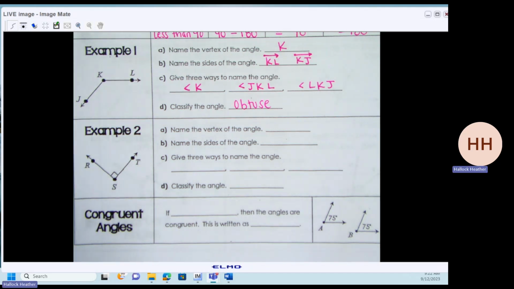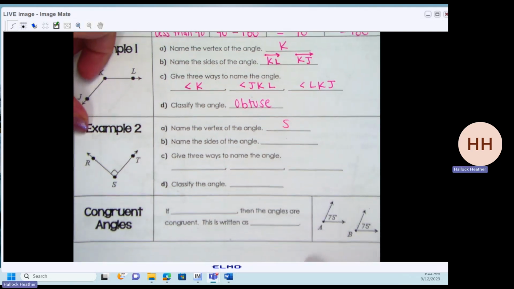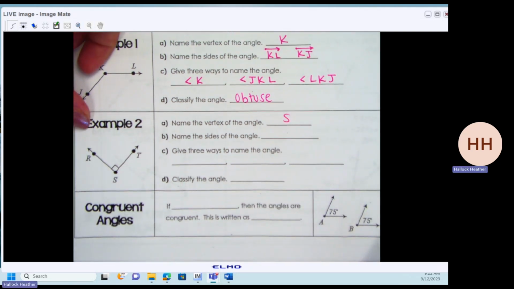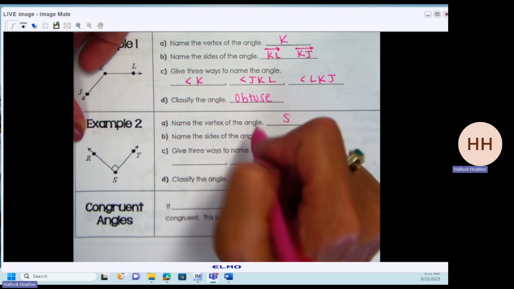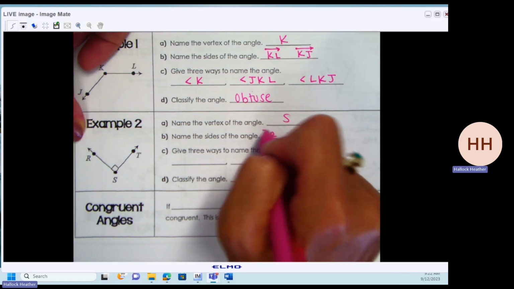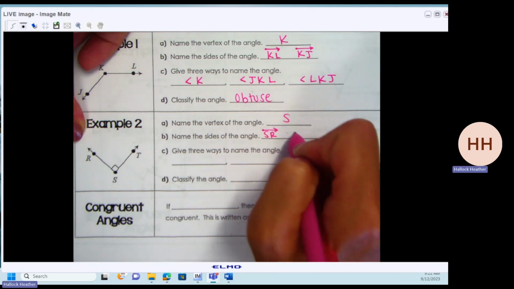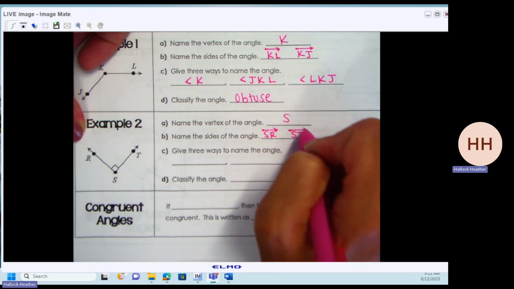Okay, let's talk about it. So what's the vertex for this one? S. The sides, you could say 2 different things. Can anybody tell me one of them? SR. That's perfect. And then what's the other one? ST. And if you said them backwards, that's also okay.